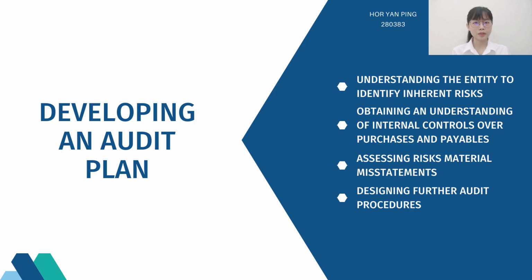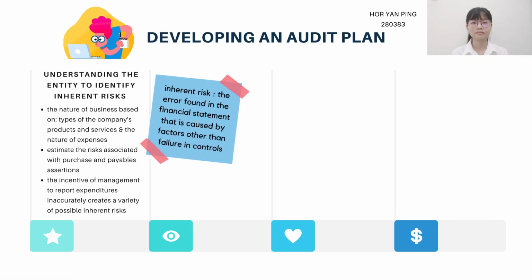In the process of preparing audit plan for purchase and payable, we must carry out some risk assessment procedures which include understanding the entity and its internal control towards purchase and payable. By obtaining this understanding, we can determine the inherent risks such as material misstatement that may happen and design a further audit procedure to resolve the risk. Firstly, the first procedure that we have to carry out is understanding the entity to identify inherent risks.